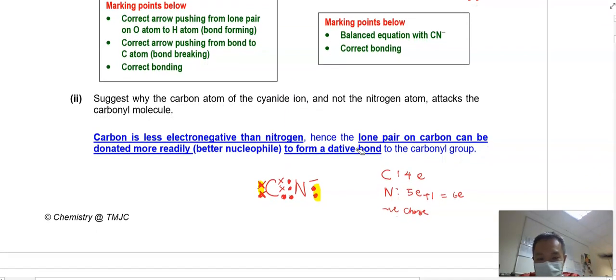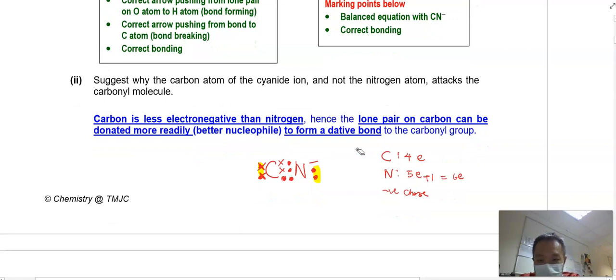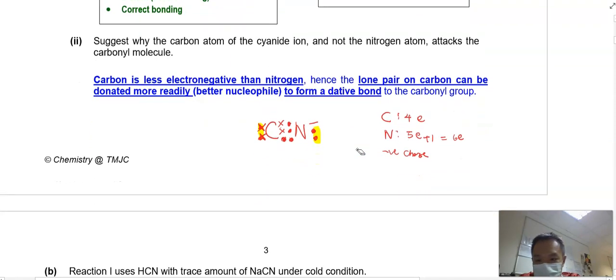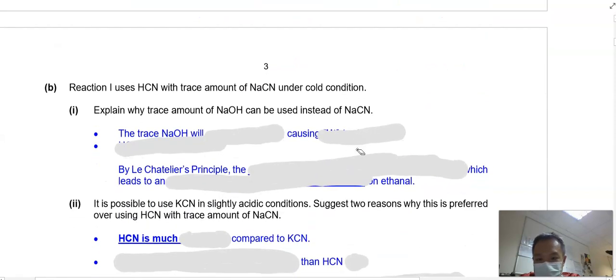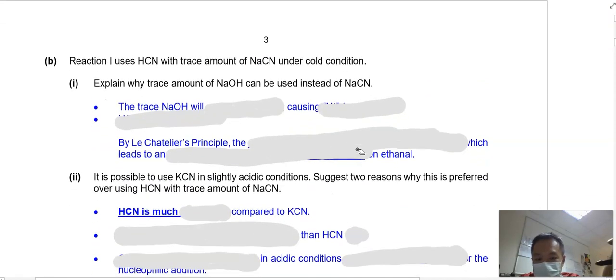Alright, so again, try to make sense of this. If not, I'm going to move on to B. In B, reaction 1 uses HCN with a trace amount of NaCN under cold conditions. We can also use a trace amount of NaOH, as we have learned from lecture.